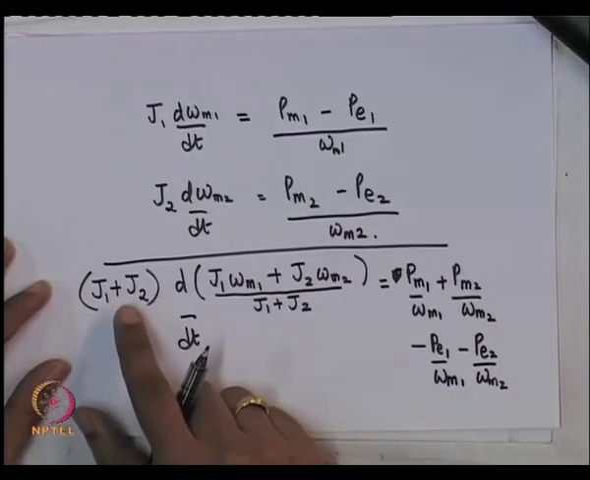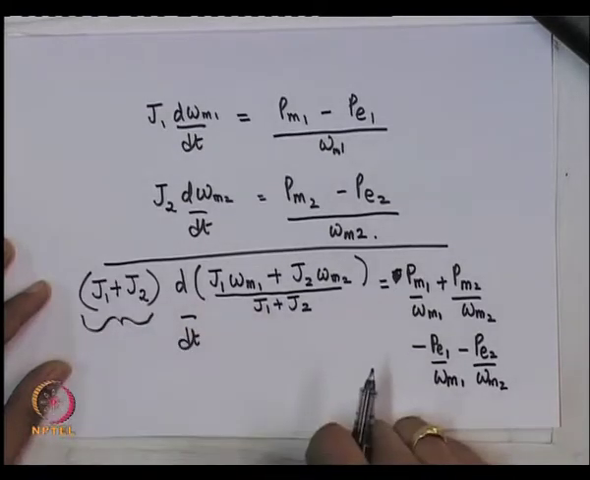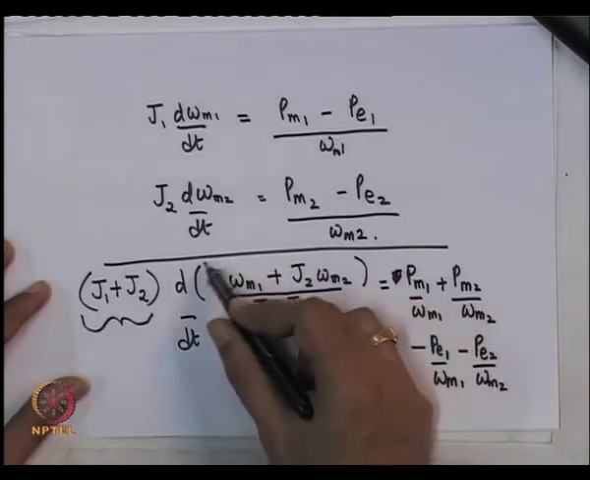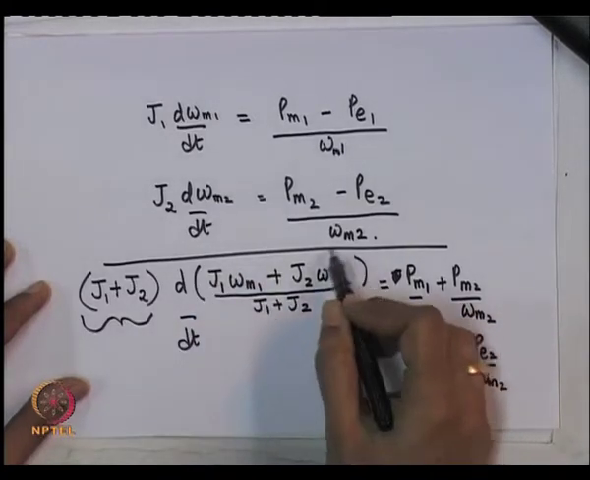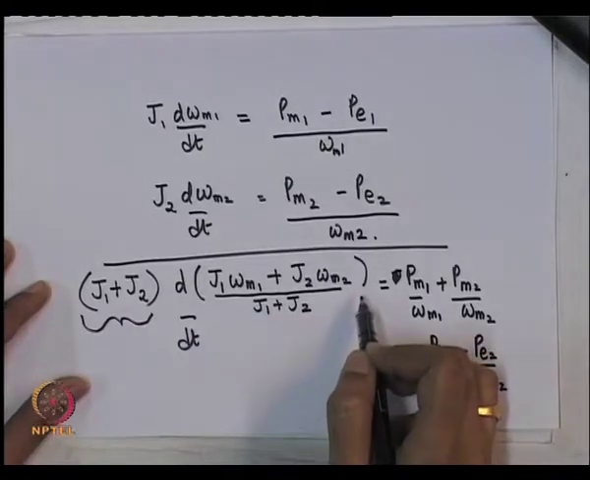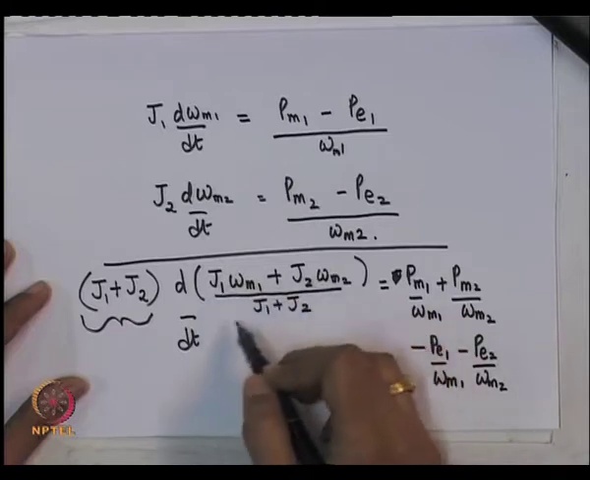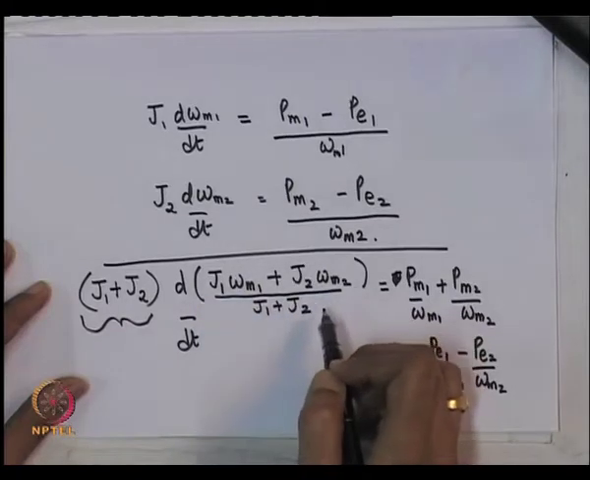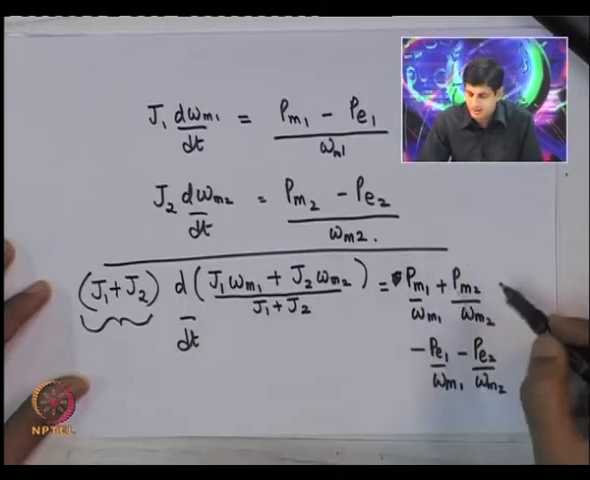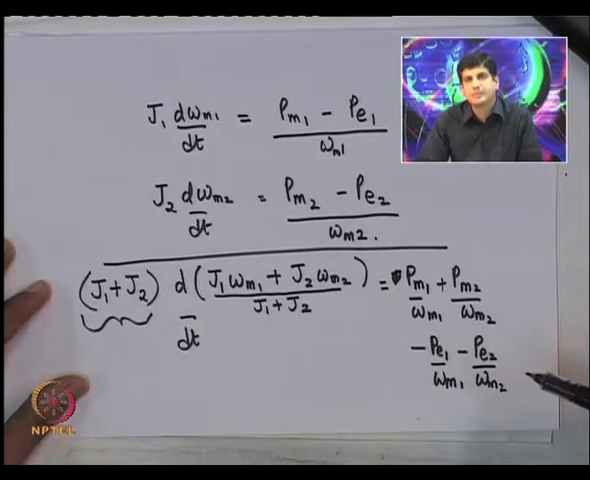Pay close attention to this. This is the cumulative inertia of the machines. This quantity, can you recognize this quantity? It may be familiar to most students who have done a physics course. This is called the center of inertia of the system. So, the rate of change of the center of inertia of the system depends on the cumulative torques on the system.